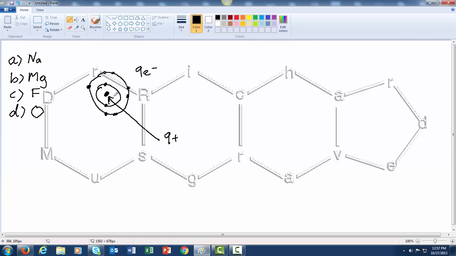Now you've got to ask yourself, is fluorine more likely to lose 7 electrons to gain an outer shell, or is it more likely to gain 1 electron to gain a full outer shell? And the answer is it's going to gain an electron. So we're going to take an electron from the outside here, and it's going to be added to this shell, so it's actually going to gain. Now when we do that, you can see that the outer shell now will be full.